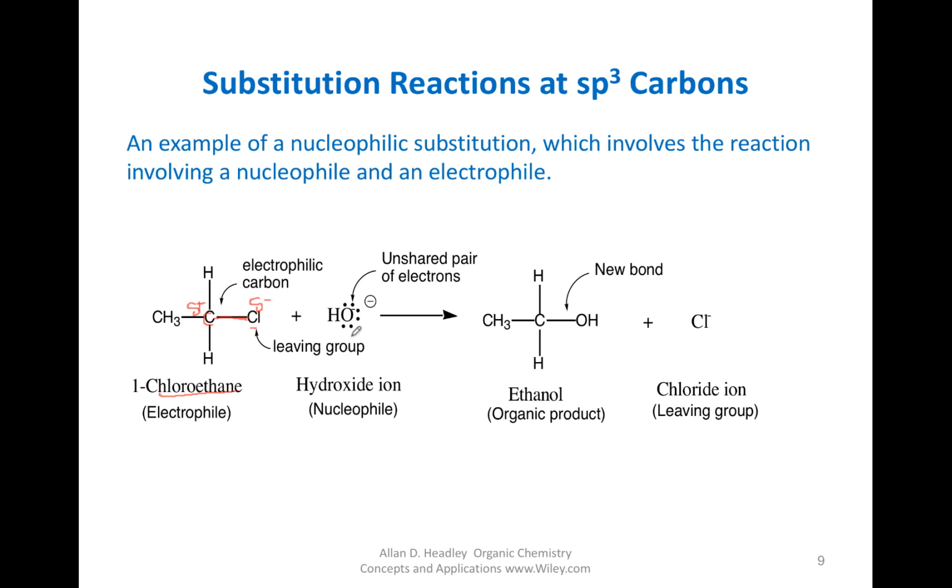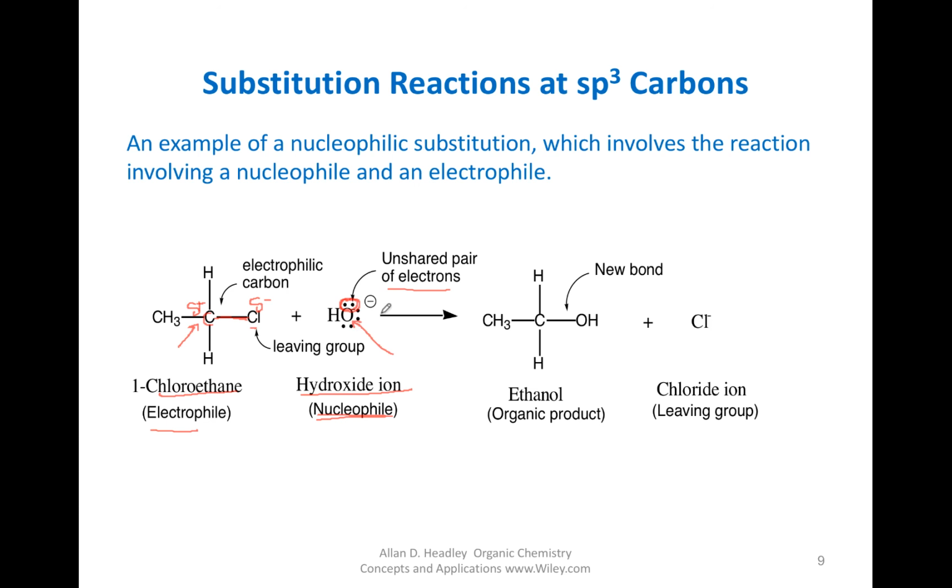Let's look at this molecule. This molecule here is the hydroxide anion. It has at least one unshared pair of electrons as indicated here. Therefore, it is a nucleophile. In this case, the oxygen is the nucleophilic atom, and in this case, the carbon is the electrophilic atom.